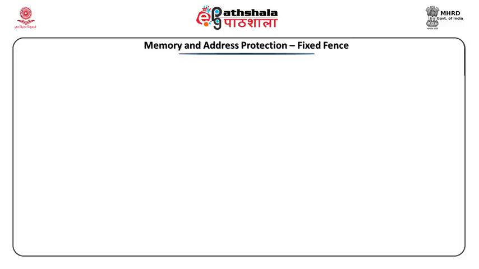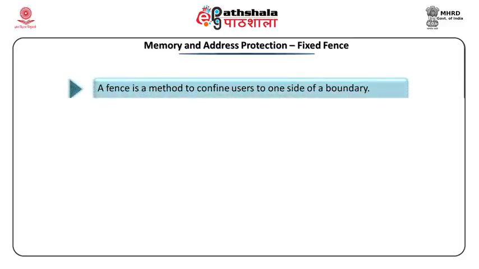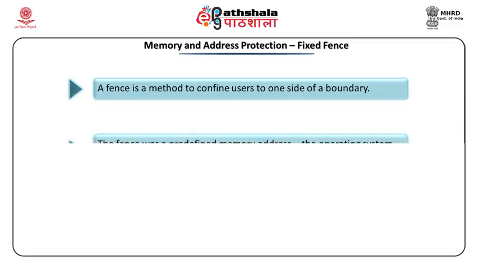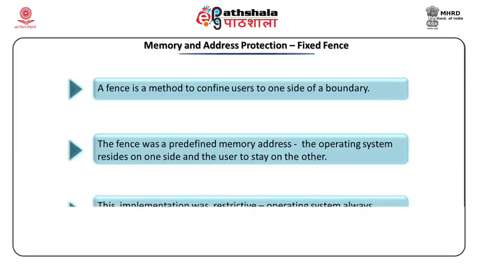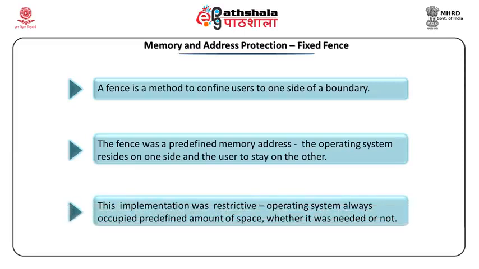So, what is the observation? A fence is a method to confine users to one side of the boundary. The fence contains a predefined memory address, enabling the operating system to reside on one side and the user to stay on the other side. This is a very restrictive implementation because a predefined amount of space was always reserved for the operating system, whether the operating system needs it or not.